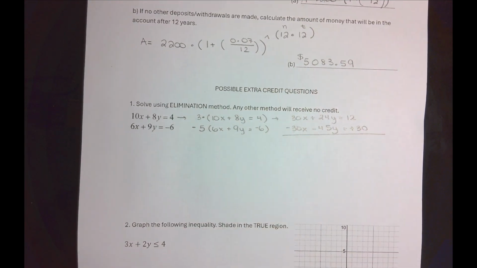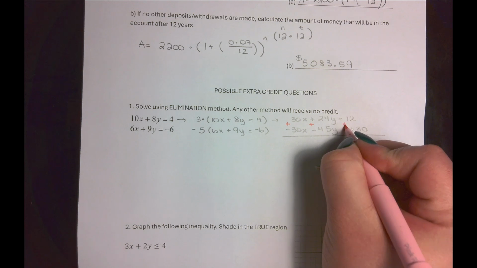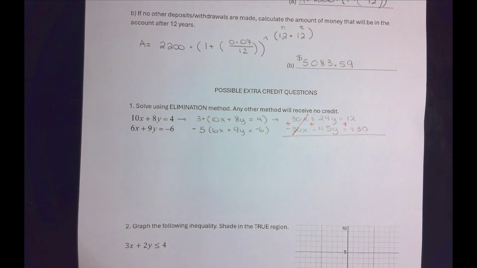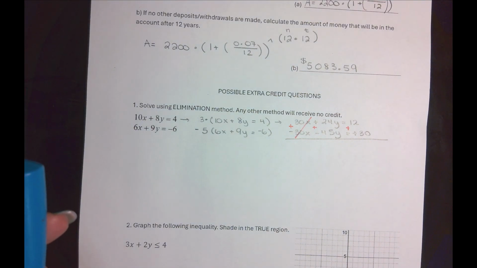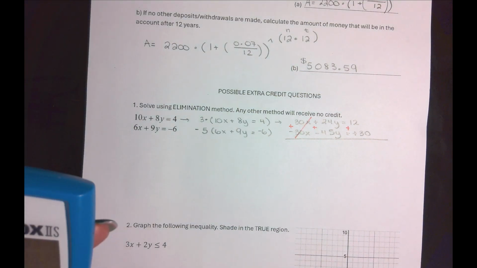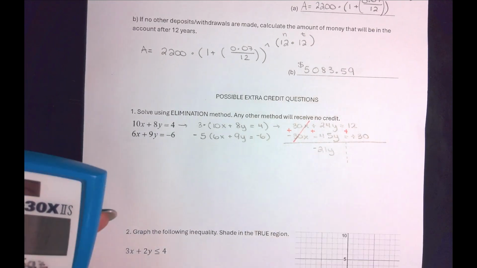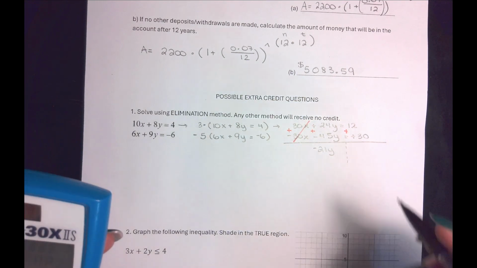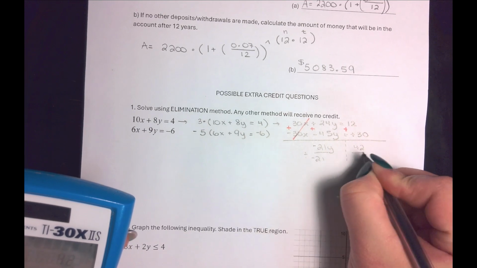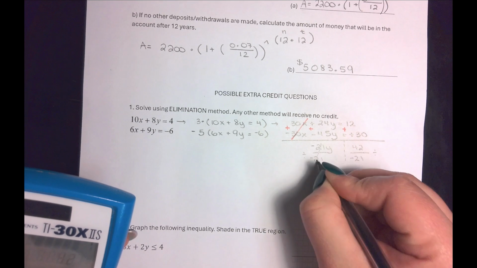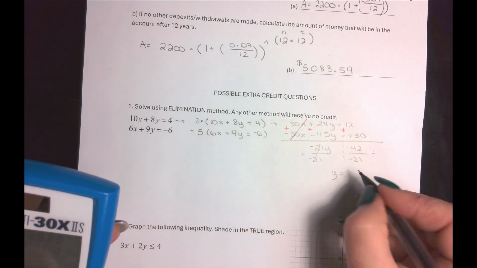Same number, opposites is our goal. We're going to be adding to eliminate the x's, so the x's are going to be gone. I have 24 and a negative 45, which gives me a negative 21. Y, dotted line, 30 plus 12, I get a 42. Divide both sides by negative 21. y is then equal to 42 divided by negative 21, which is a negative 2.